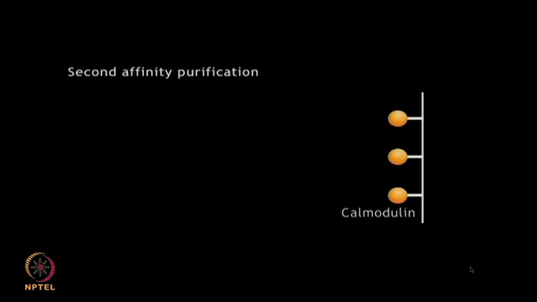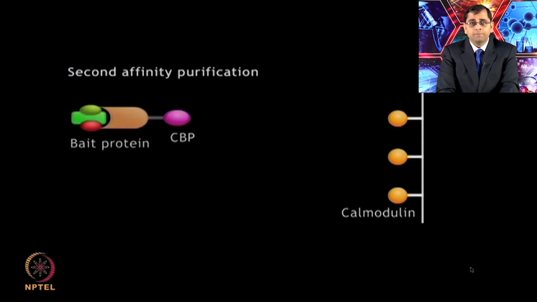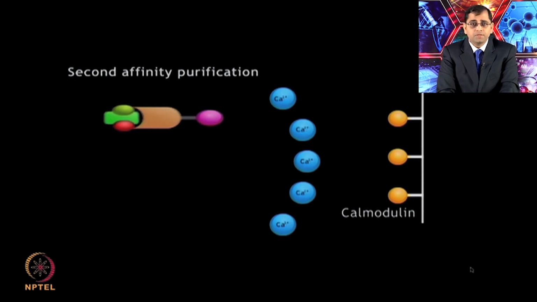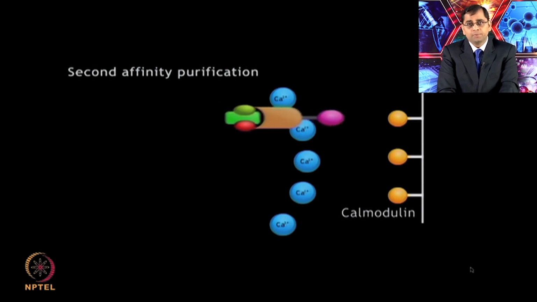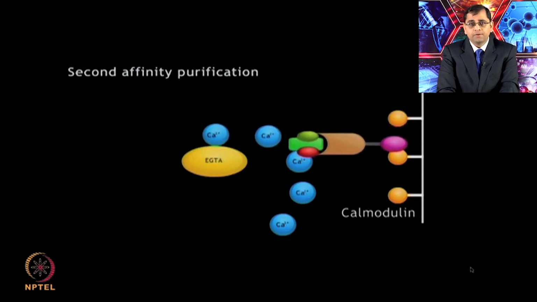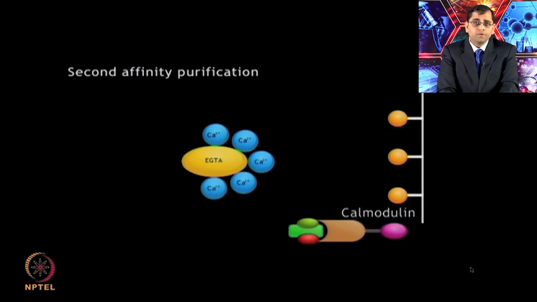In the second affinity purification step, the bait-prey complex is bound via the CBP domain to a calmodulin functionalized column in the presence of calcium ions. The column is washed to remove any other unwanted contaminants, after which a chelating agent is added which complexes the calcium ions. Once these are removed, the CBP calmodulin interaction is weakened and leads to the release of the purified protein complex.